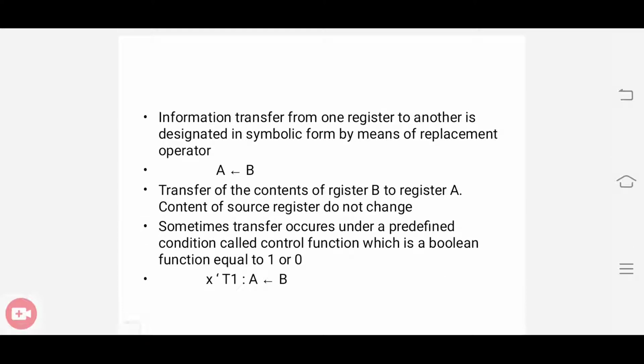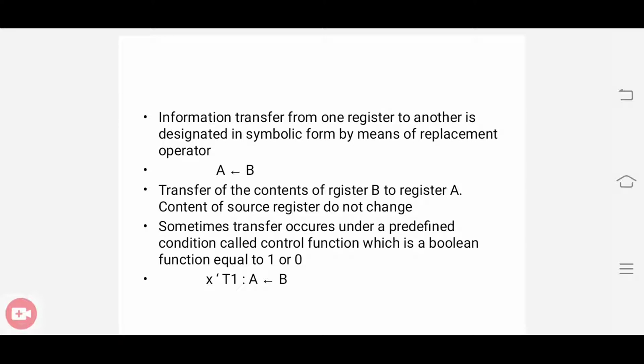And how to represent information transfer within a register. The information transfer from one register to another is designated in a symbolic form by means of a replacement operator. That arrow is a replacement operator. A replacement operator B means the content of B is transferred to the content of A. That is actually inter-register transfer. The content of one register is moved into another register.